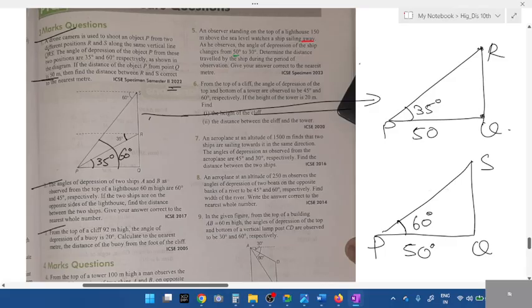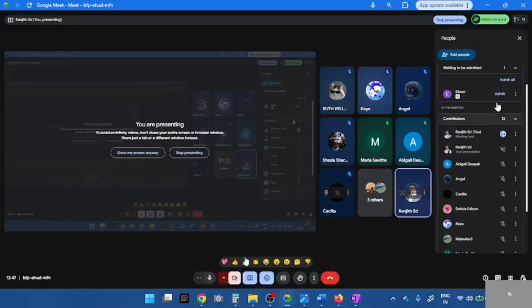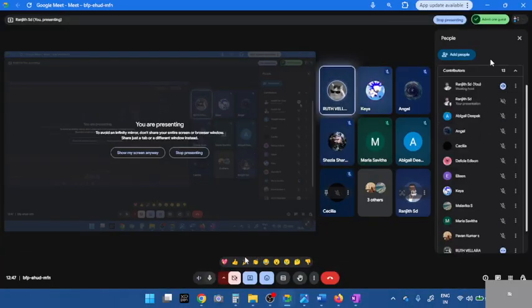Subtract it. Correct. If you want to find the value of what they have asked, RS, how do you find it? You have to find the value of SQ, right? SQ minus RQ. Is it clear, students? All of you understood? That is how you solve. And what kind of question is it? Angle of depression question.